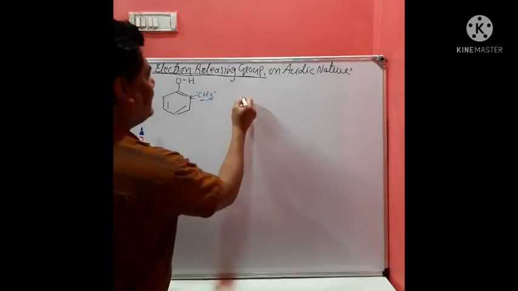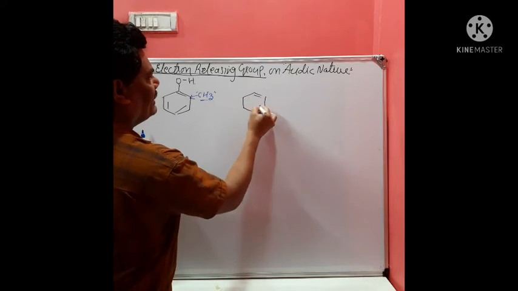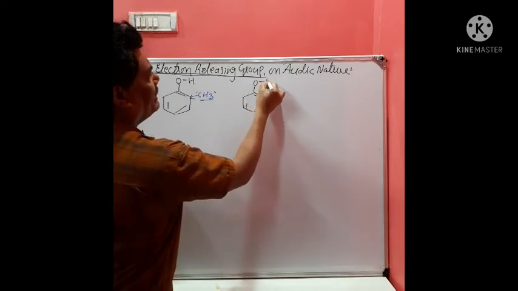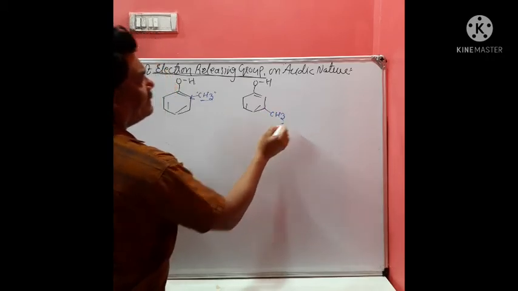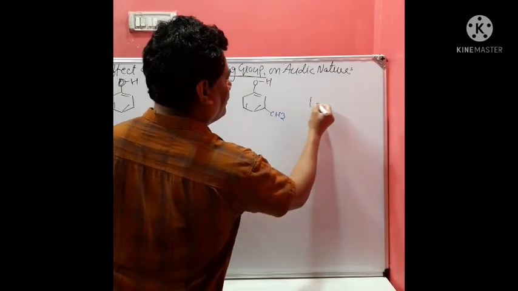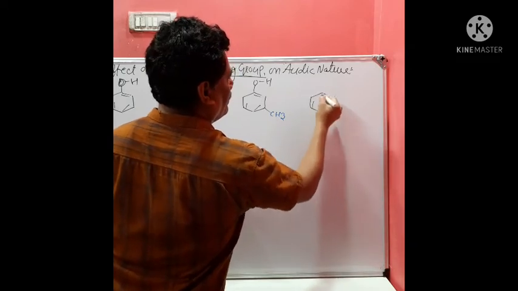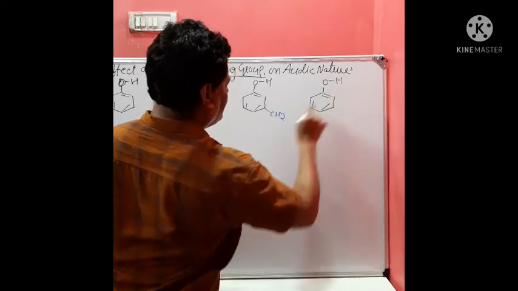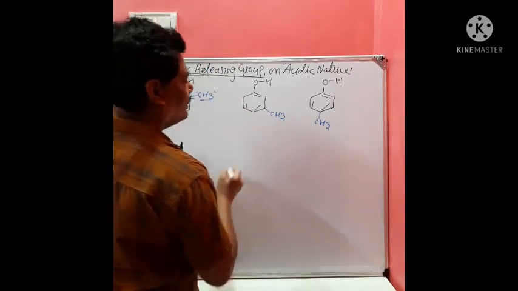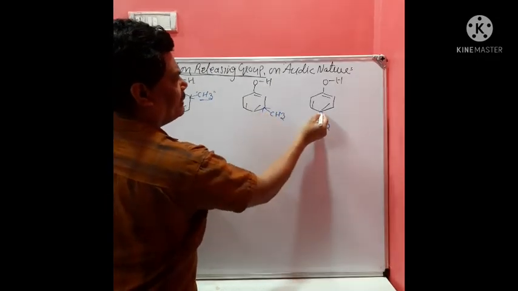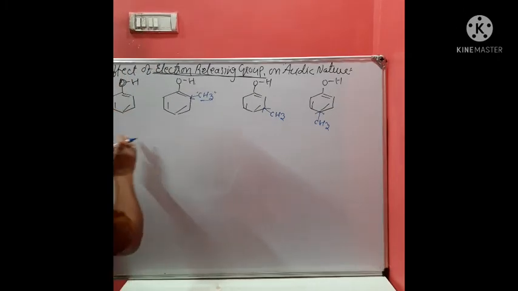Okay, and the next compound we can check where the position of CH3 is on a different carbon. Suppose it is attached at the meta position, and one more here, O and H. Now the CH3 is attached at the para position. Okay, so in meta position, in para position, in ortho position. Now what?